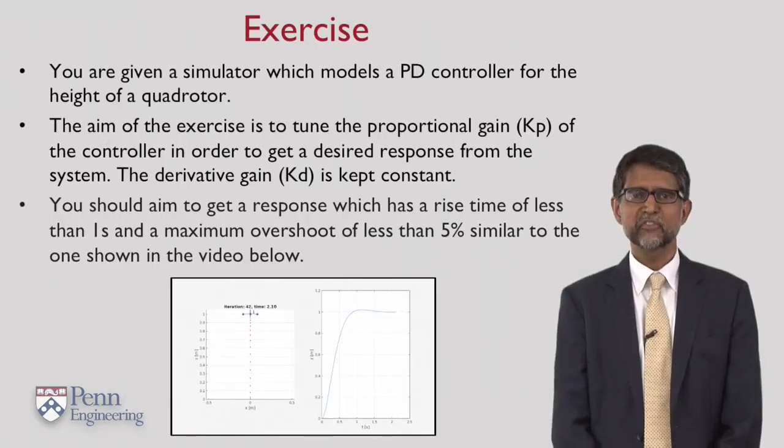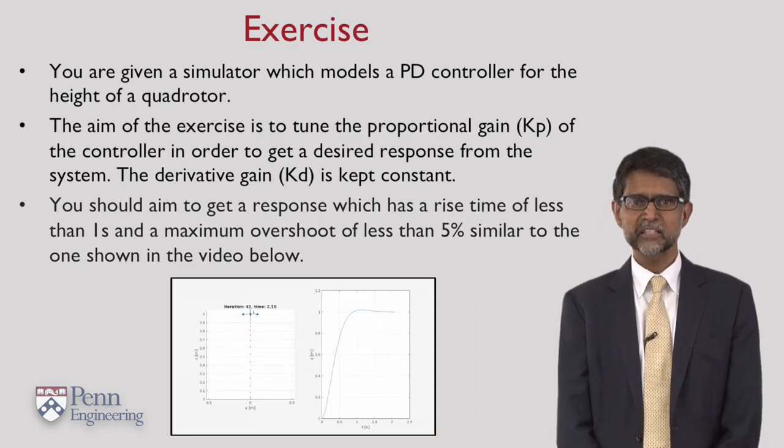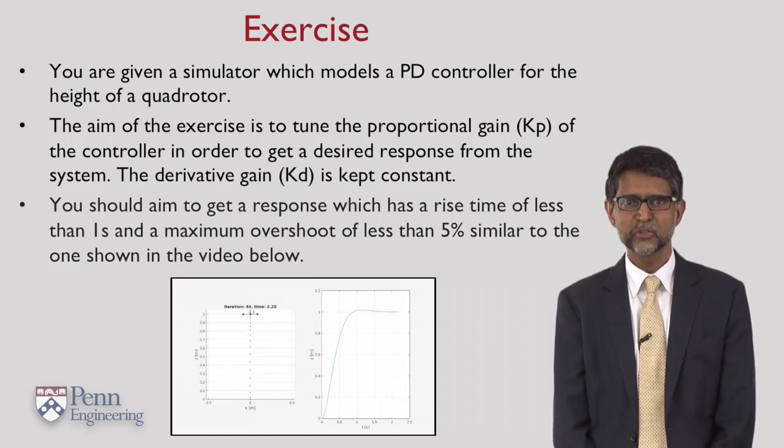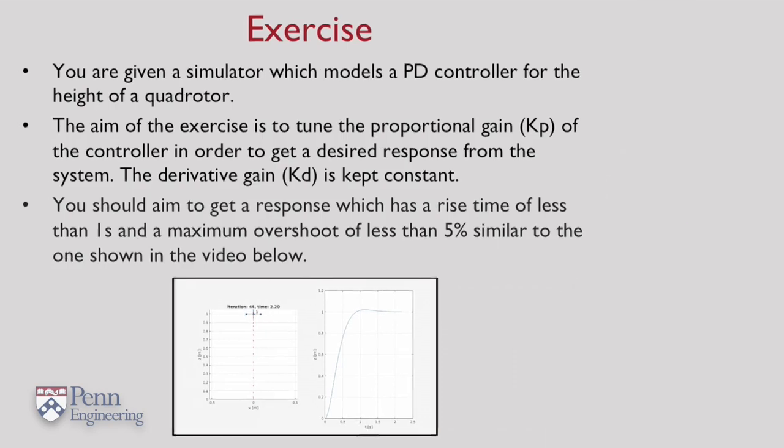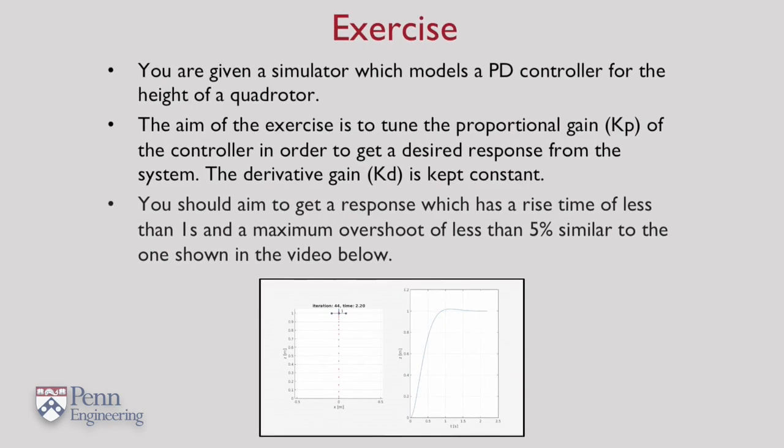In order to get a feel for these different terms in the controller, here's a simple exercise. You have a simulator of the system that you just saw. Try to play around with the two gains k sub p and k sub v to achieve a simple goal, which is to get a desired response in which the rise time, in other words, the time taken to get to the desired position, is reasonably short, and the overshoot is kept below some modest value.